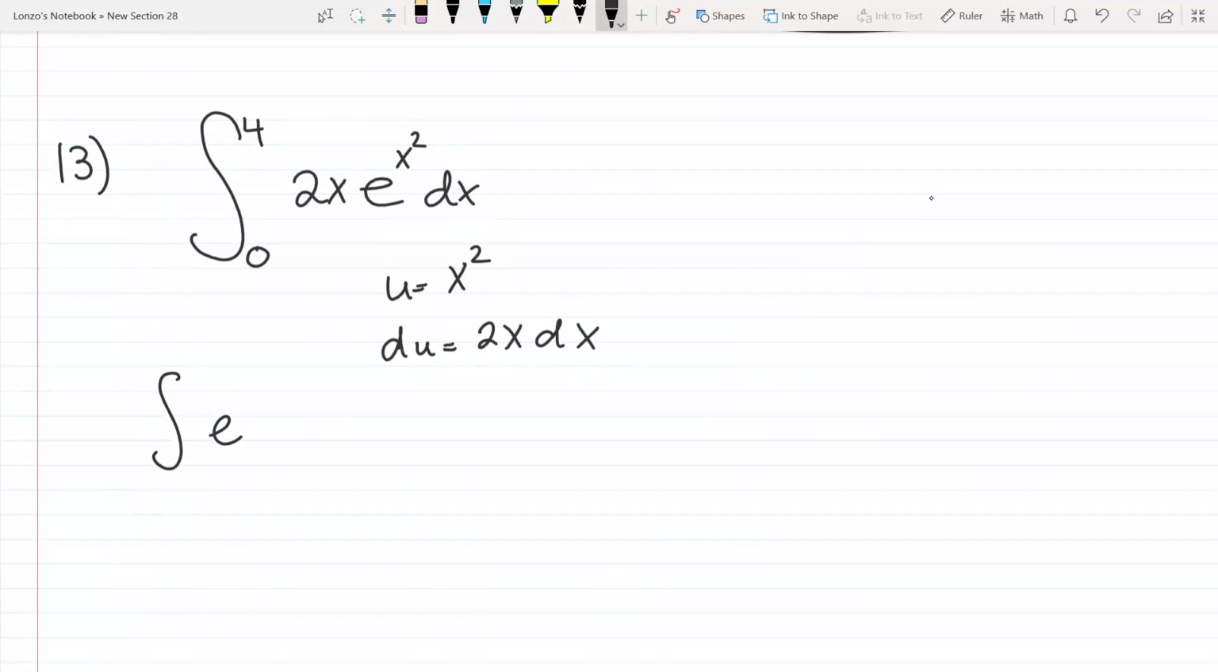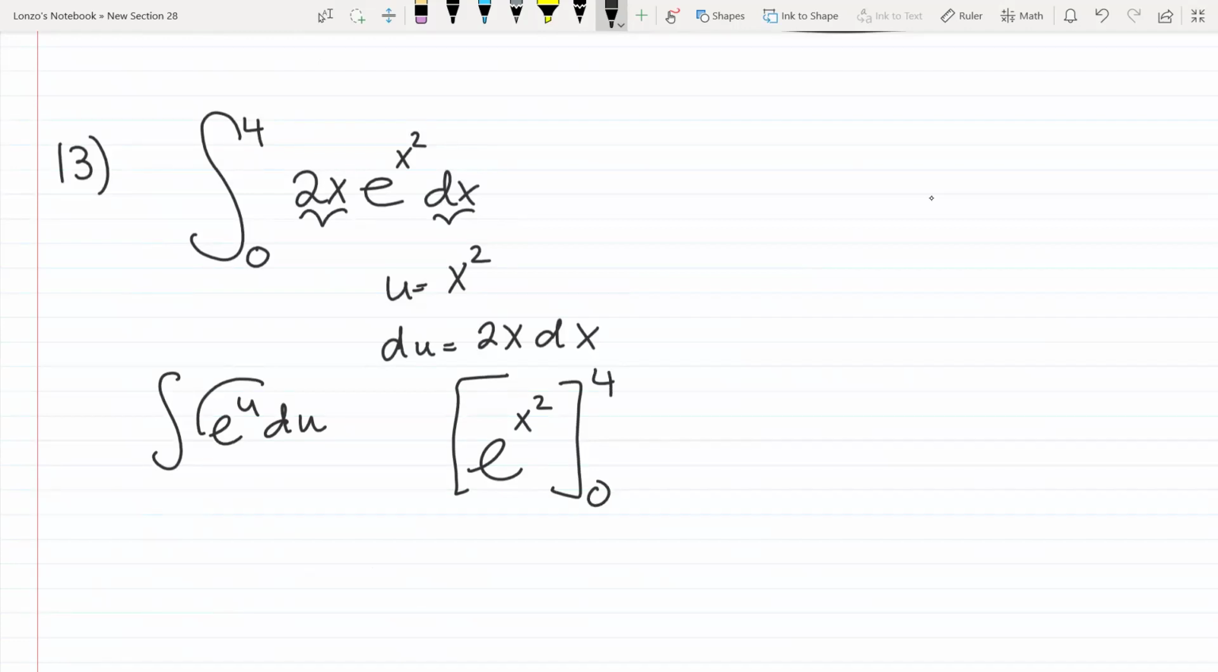So it's going to be e to the u, and then you're going to replace 2x dx with du. Okay, and what is the integration of e to the u? It's just e to the u, which we said our u was x squared, but we do have boundaries, so we have to use the fundamental theorem. It's the upper minus lower.